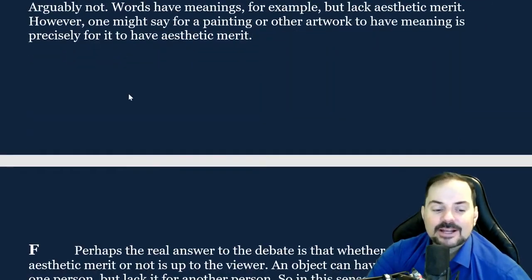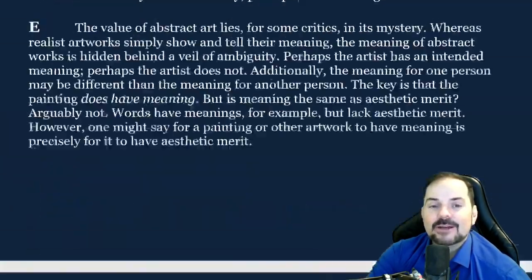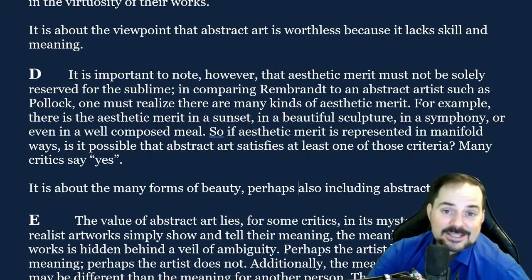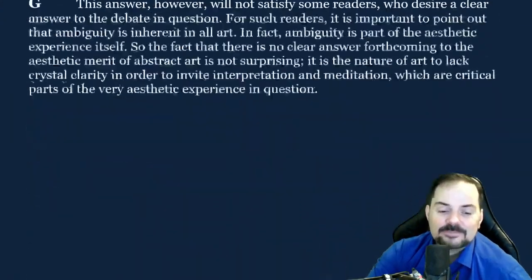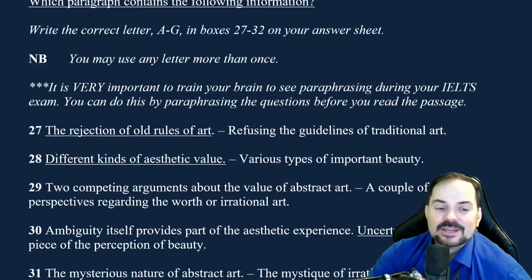Okay, so I'll leave the E, F, and G for you. You will notice that here now we're discussing the benefits of abstract art. Let's go to the questions. Let's see if we can figure these out now.